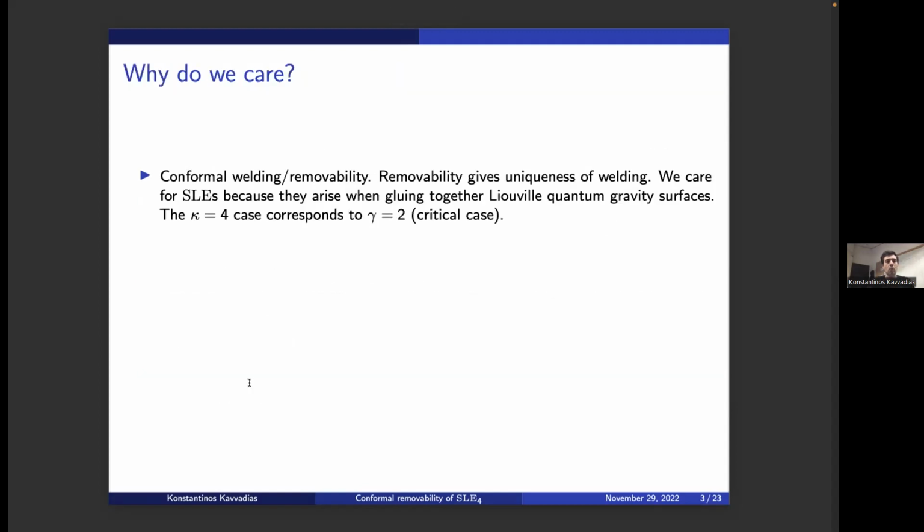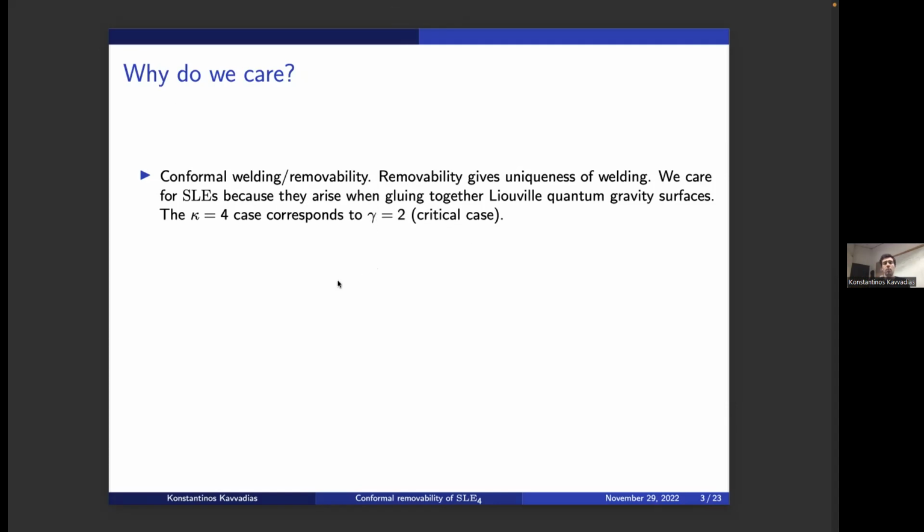So why should someone care in our case? Because, as we mentioned, removability gives uniqueness of welding. We care about SLEs because it is known that they arise when gluing together LQG surfaces. Initially it was done when kappa is strictly less than 4, but it has also been done when kappa is equal to 4, which corresponds to the critical case when gamma is equal to 2. In general, gamma is equal to the square root of kappa.